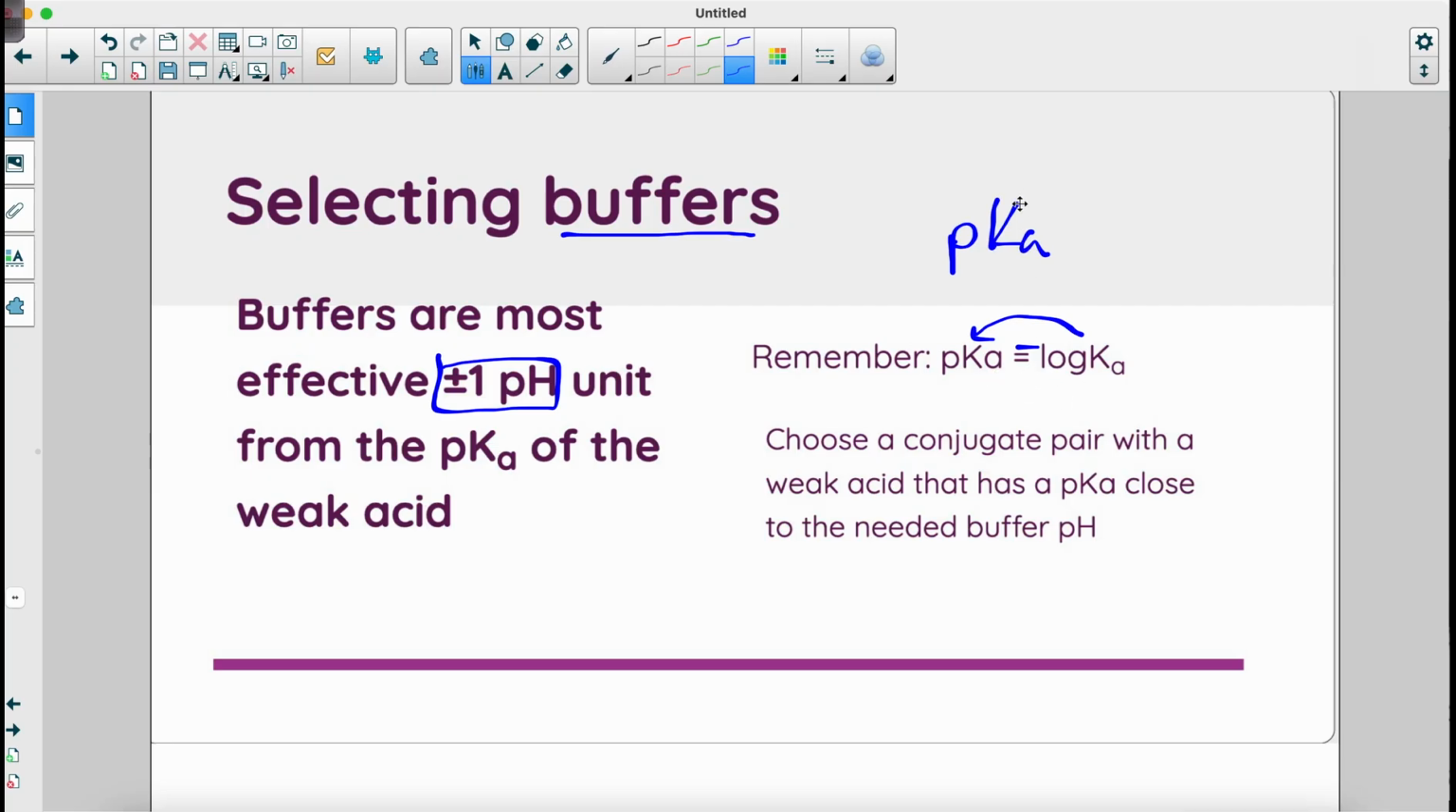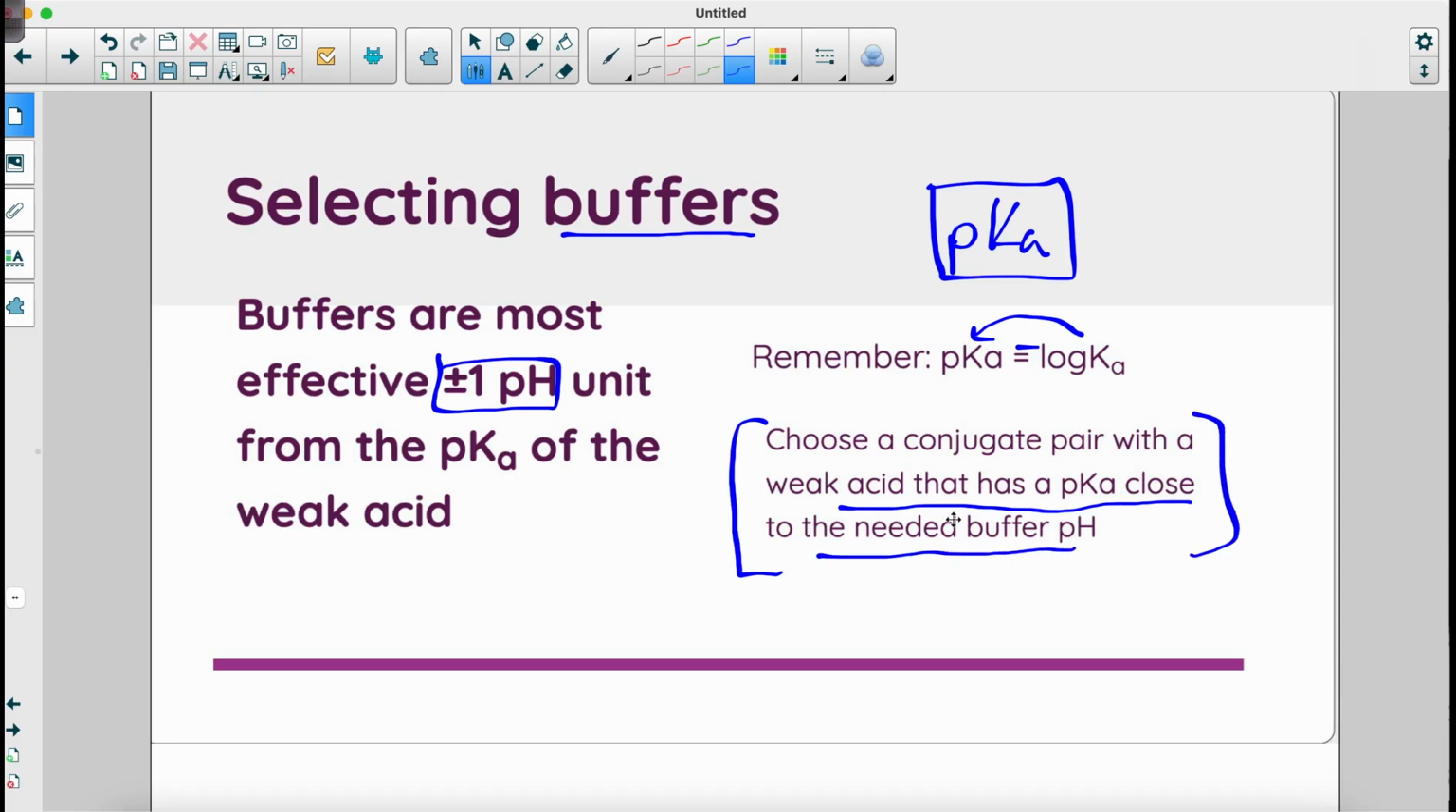So if they ask you to select a buffer, generally on the AP exam, they're going to give it to you in Ka values. But remember, pKa is the value we need, and we choose a conjugate pair with the weak acid whose pKa is closest to that of the needed pH. That is essentially what you're going to do.